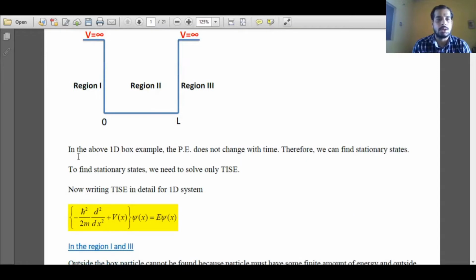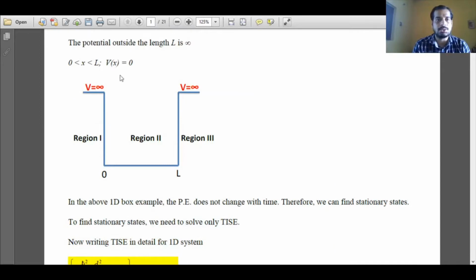In this one-dimensional box example, the potential energy does not change with time. The potential energy in region 2 does not change with time, and we will consider that in region 2 the potential energy is 0, that is, when x is between 0 and L, the potential energy is 0, and before 0 and after L the potential energy is infinite. And therefore we can find stationary states.